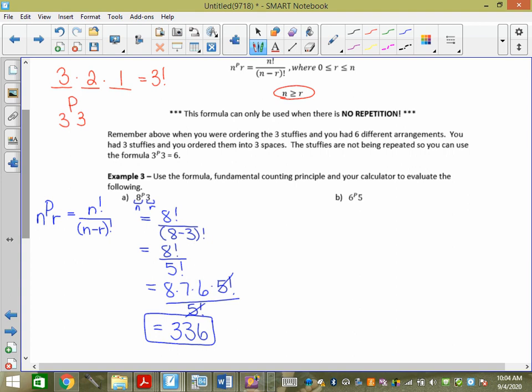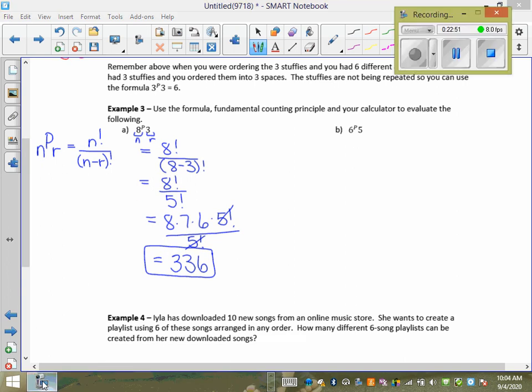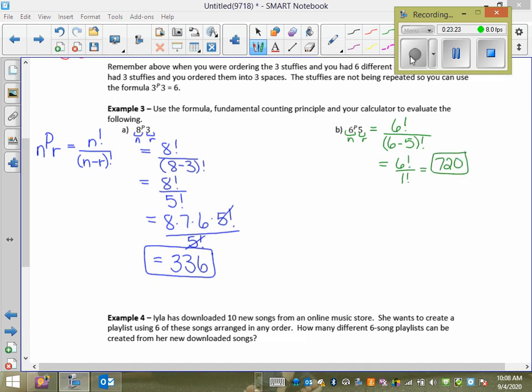You do 6P5 in your formula. So for 6P5, we have to unfreeze the board. First step, we have to identify n and r. So we have 6 factorial over 6 minus 5 factorial, which is 6 factorial over 1 factorial, which is 720. Okay?